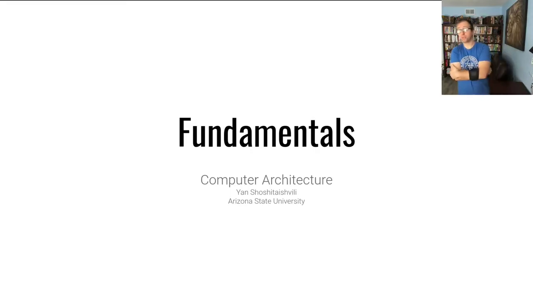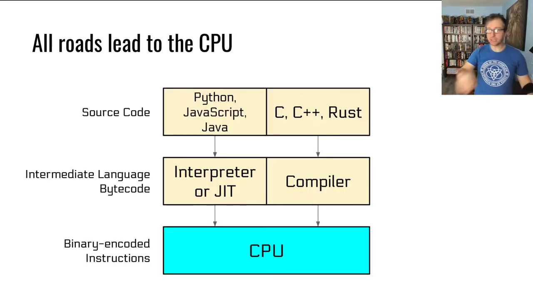All right, let's talk about computer architecture. The point I want to get across in this lecture, in some sense, is that all roads lead to the CPU. You might be a Python developer. You might like to write Rust because you're very hip. And everything you write, eventually, no matter what it is, ends up being executed as binary encoded instructions on a CPU. Right, if you're writing Rust, you have a compiler that compiles your code, and then that becomes binary code running on the CPU. If you're running Python, you might have an interpreter that is a binary program executing on the CPU, performing the things that your code wants to do.